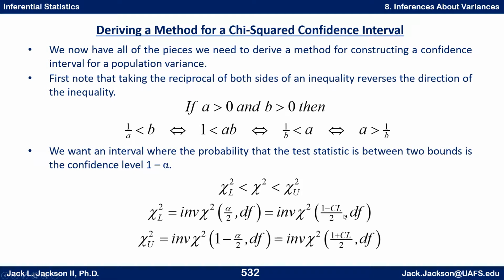So you could do it that way as well. The chi-square at the upper end is going to have alpha over 2 to the right, so it'll have 1 minus alpha over 2 to the left. As we've seen several times, another way to get 1 minus alpha over 2 is 1 plus the confidence level divided by 2. So if you know your confidence level, you can do an inverse chi-square of 1 minus confidence level, then divide by 2, and an inverse chi-square of 1 plus confidence level divided by 2, both with the degrees of freedom, which are sample size minus 1.